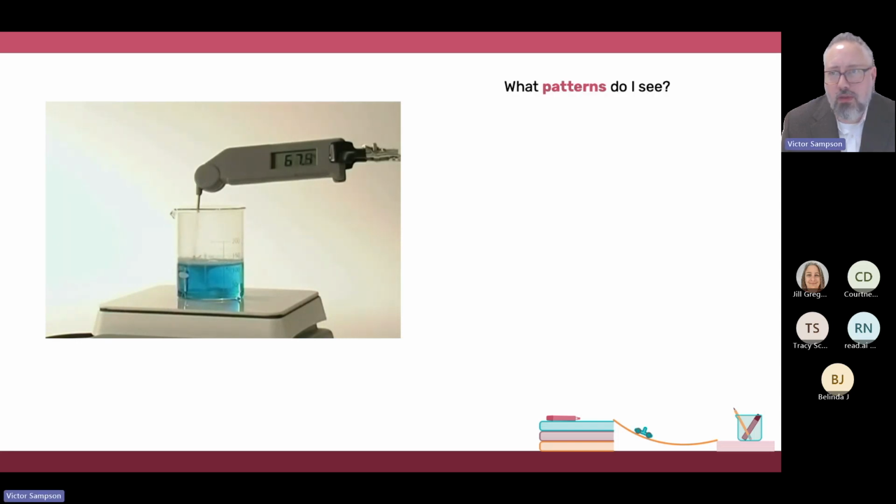So as we watch this, once again, what patterns do I see? In the sequence of events, does something always happen or precede something else from happening, or must something come afterwards? Is there a range where only certain things happen?